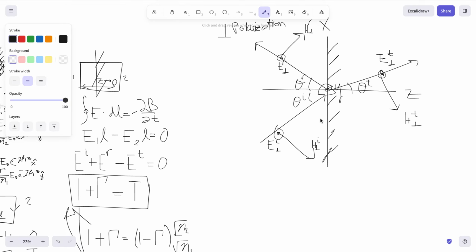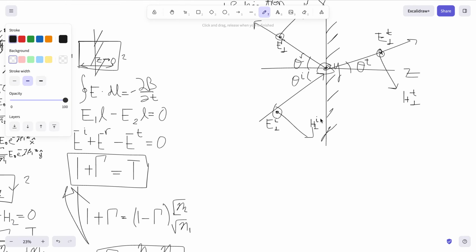Now the first thing we should do is express our incident electric and magnetic fields as phasors. So E sub I perpendicular can be described as E naught e to the minus j beta 1 dotted with r, where r is whatever our position vector is, in the y hat direction.